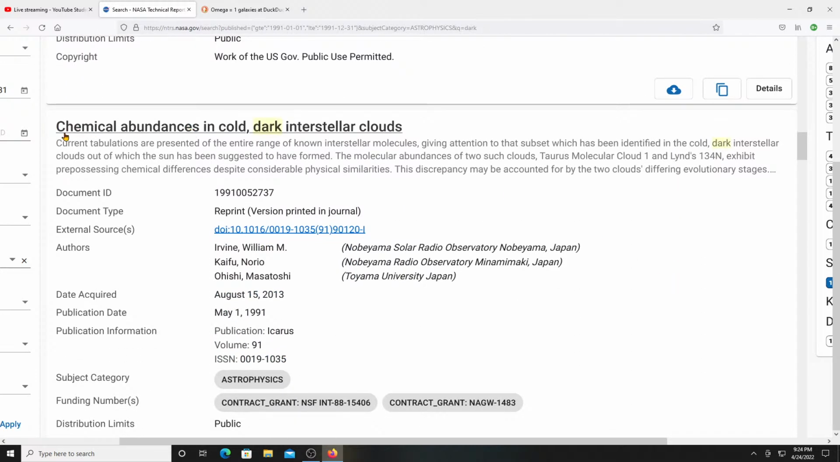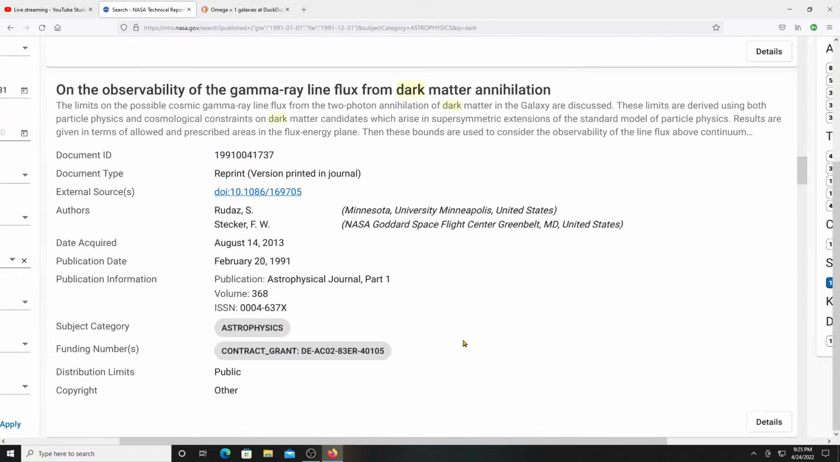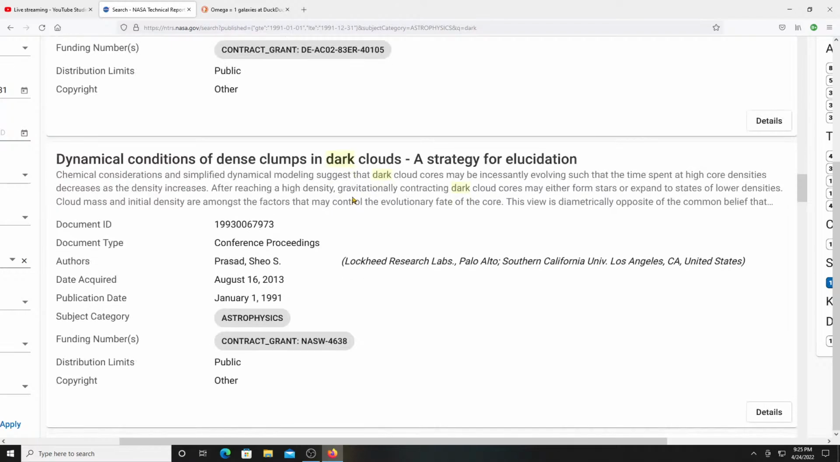Chemical abundance in cold, dark interstellar clouds. Whoa. Interstellar clouds, you all, with dark. It sounds like there's dark matter in these interstellar clouds, is what it seems like. And this is gamma ray line influx. This is all under, look, dense clumps in dark clouds. Clumps.